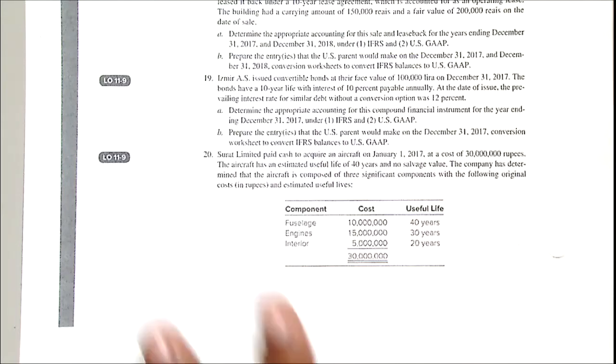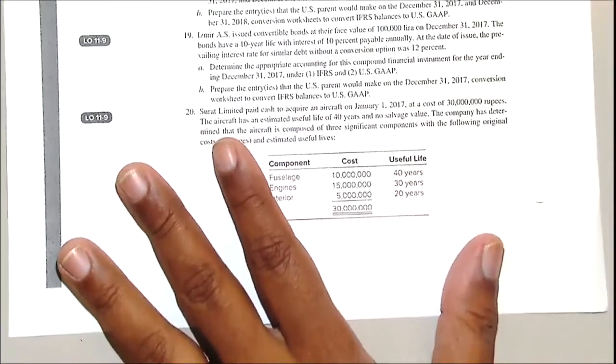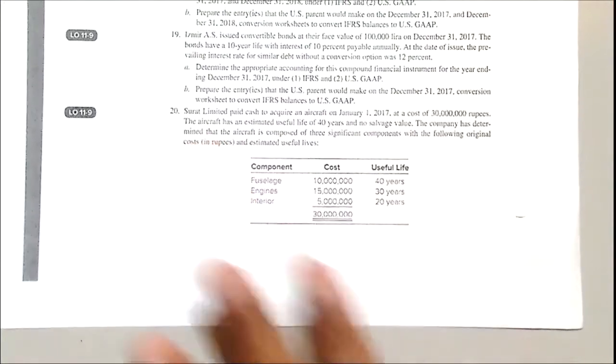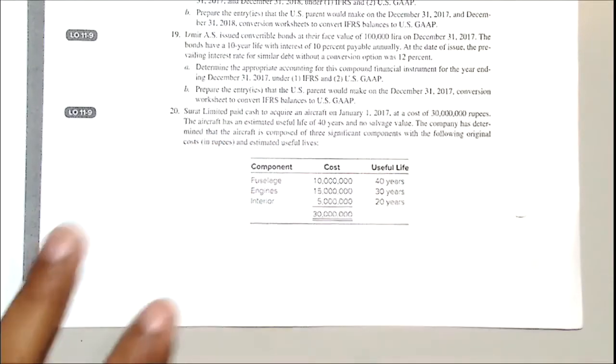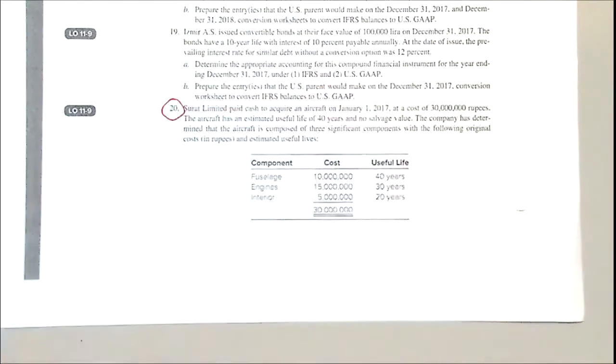So I'll try to do the calculation here. The calculation is simple, but I'll show you the journal entry. The problem I'm going to do now is number 20, and the question is asking to do it for 2 years, but let's do it just 1 year. Okay, so let's read it.